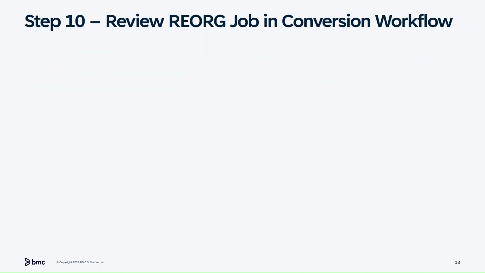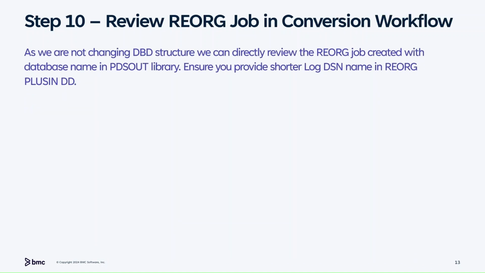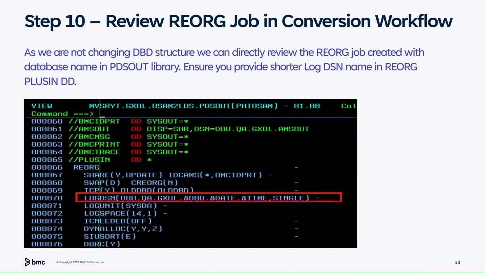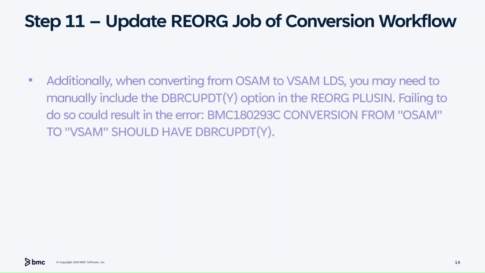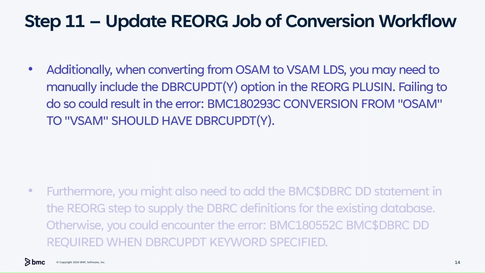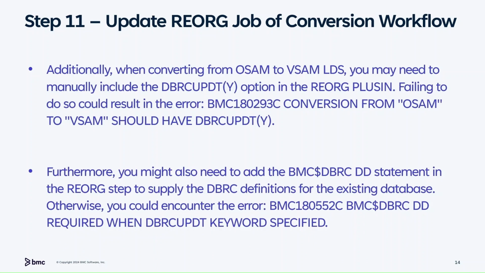Now, let's review the reorg job created as part of the workflow. Ensure you provide a shorter log name as shown here. Further, when converting from OSAM to VSAM LDS, you may need to manually include the DBRC update option in the reorg input. Failing to do so could result in the error shown here. Then, we might also need to add the BMC $DBRC DD statement in the reorg step to supply the updated DBRC definitions for the database.